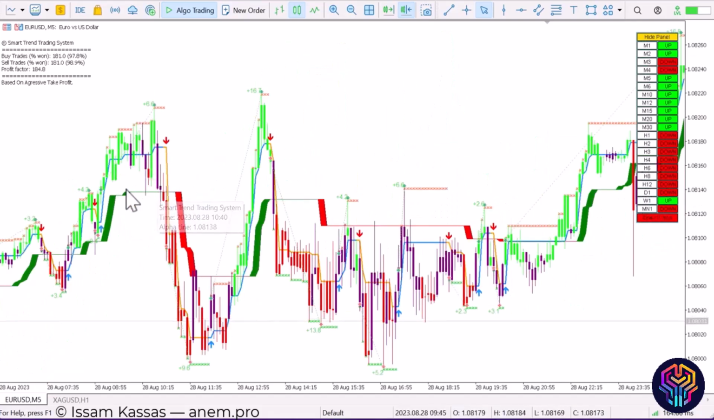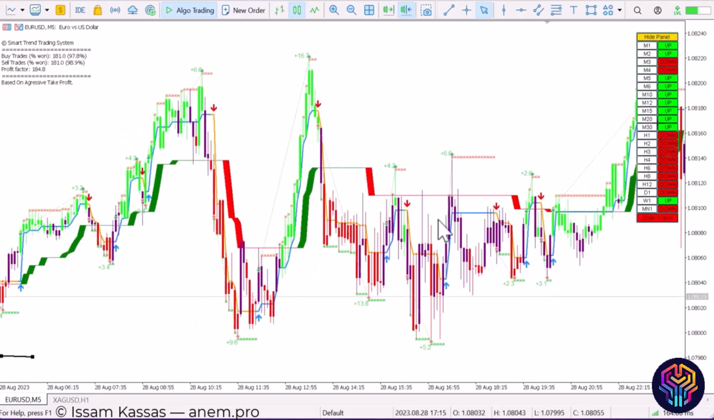I got a sell signal here, but I'm green. I got a buy signal here, but I'm red. Same thing, sell signal, but I'm green. And here I got red, and I got a sell signal here. So I'm taking that one and moving my stop loss to break even. I might get a loss or a break even in that one here.